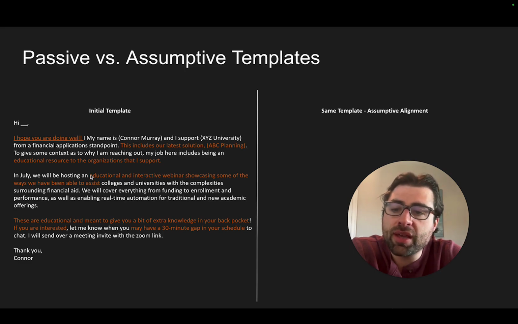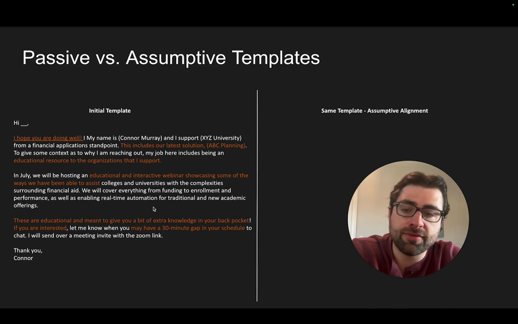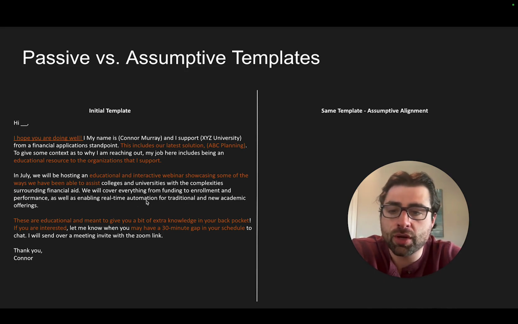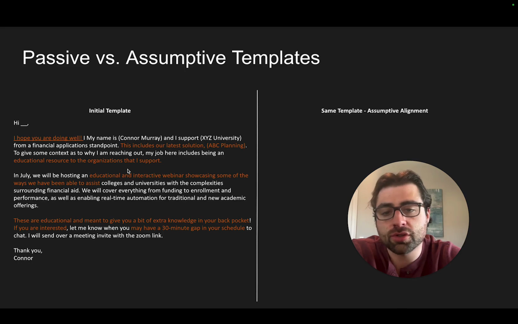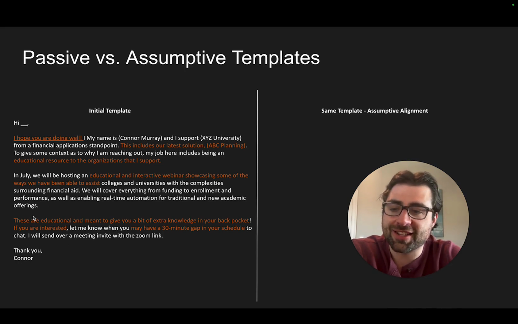"In July, we will be hosting an educational and interactive webinar" — I don't even know what to call that, just a red flag in my head — "showcasing some of the ways we have been able to assist colleges." So this to me just sounds marketing and weak. "With the complexities surrounding financial aid, we'll cover everything from funding to enrollment, performance, as well as enabling real-time automation for traditional and new academic offerings." Again, way overusing this word. "These are educational and meant to give you a bit of extra knowledge in your back pocket."